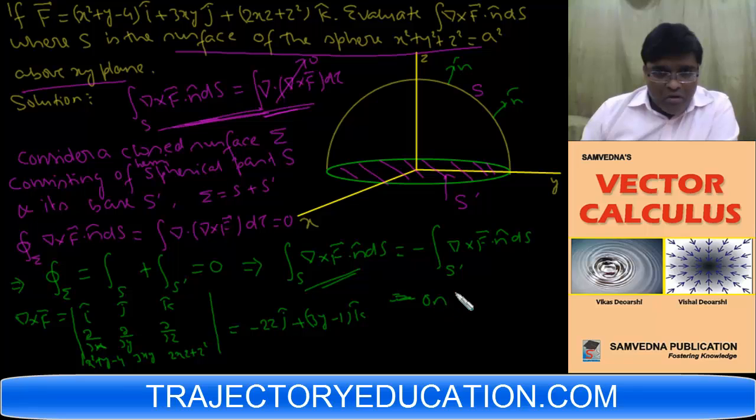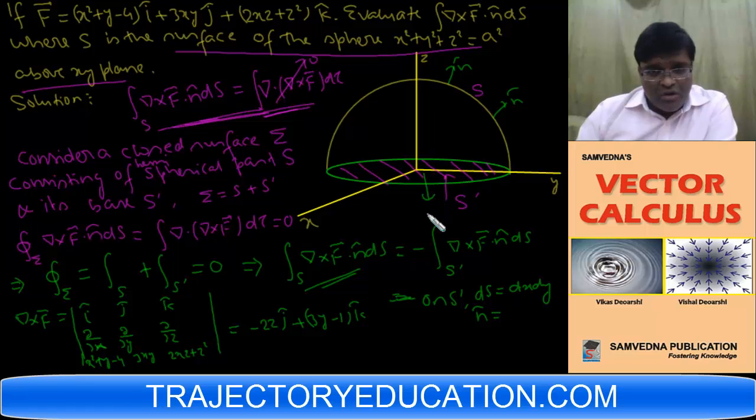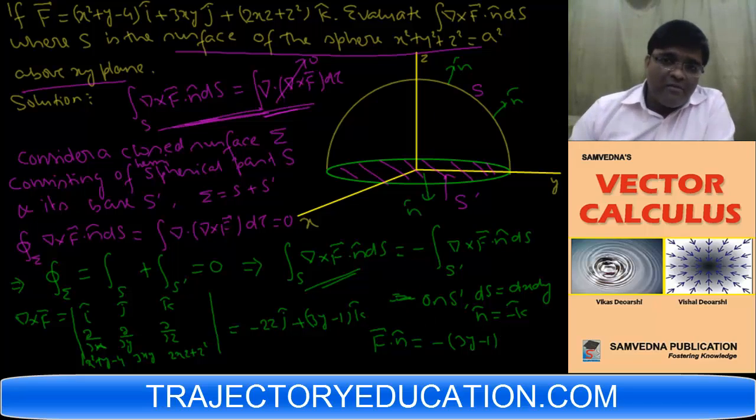Now on S dash, your ds is dx dy, and what is n? n is always the outward normal. Outward means outward from the volume, so n is minus k. So from here I can write del cross f dot n is minus of 3y minus 1.